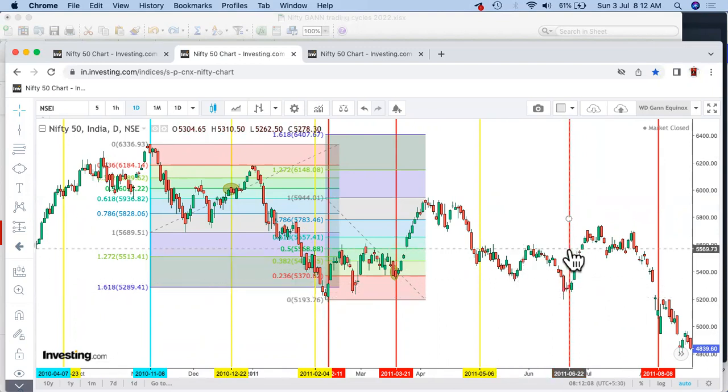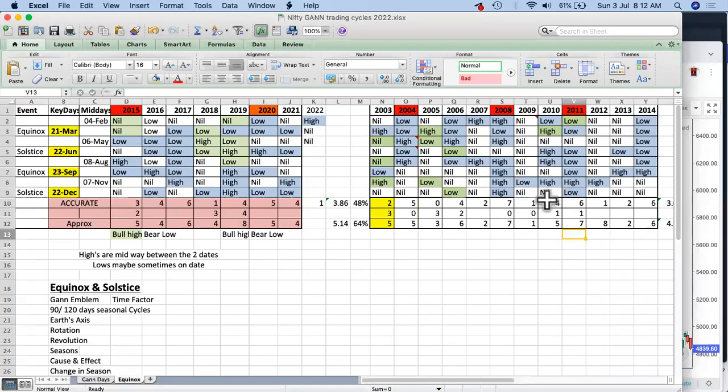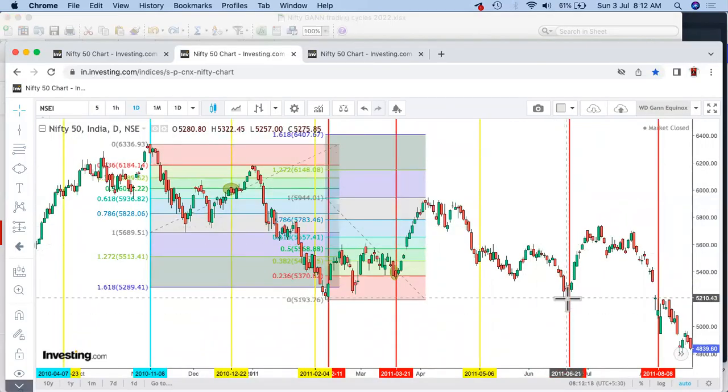Next date has been 22nd of June. This is 22nd of June. This was low, so we have considered this as a low, right? Even if you see, probably we would have got a double bottom at this part. So again, these double bottoms are critical. We need to consider those.